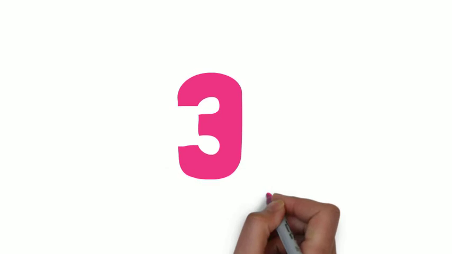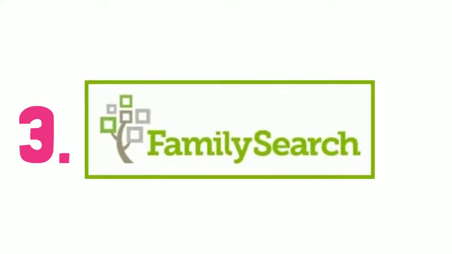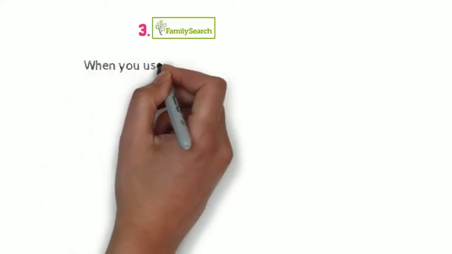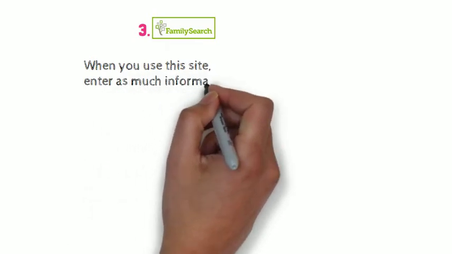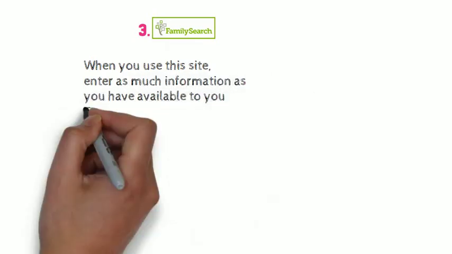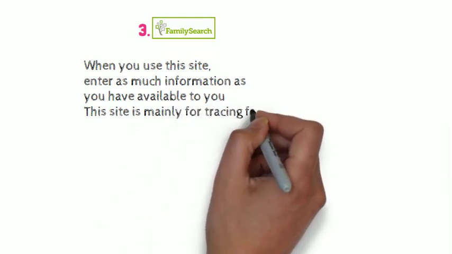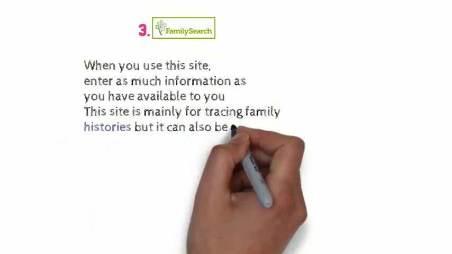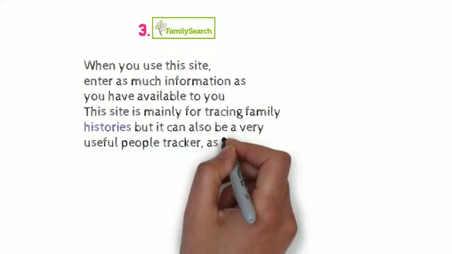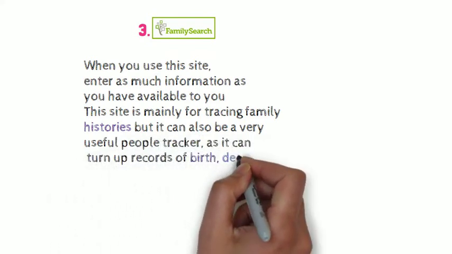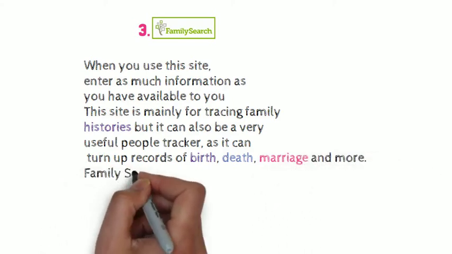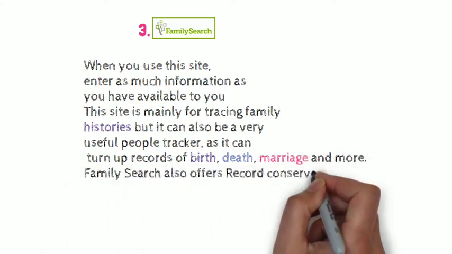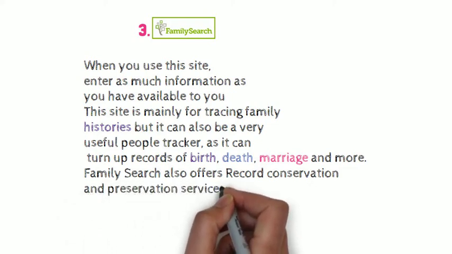3. FamilySearch. If you have partial information about a person that maybe you have collected from other resources, you can try entering this at FamilySearch. This site is a collection of historical, genealogical records, supposedly the largest in the world. When you use this site, enter as much information as you have available to you. This site is mainly for tracing family histories, but it can also be a very useful people tracker, as it can turn up records of birth, death, marriage, and more. FamilySearch also offers record conservation and preservation services for free.